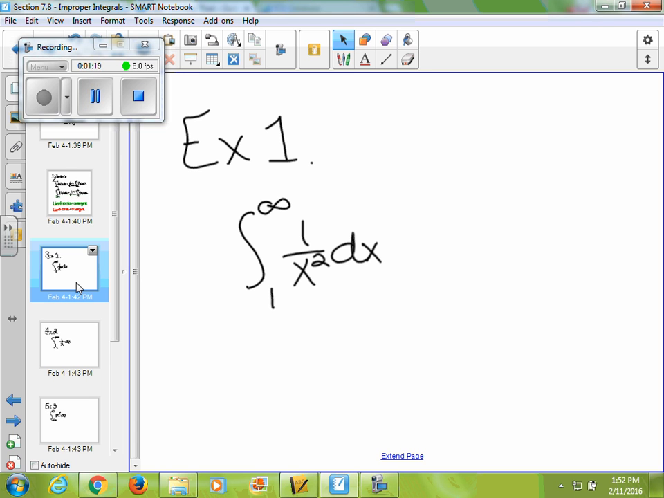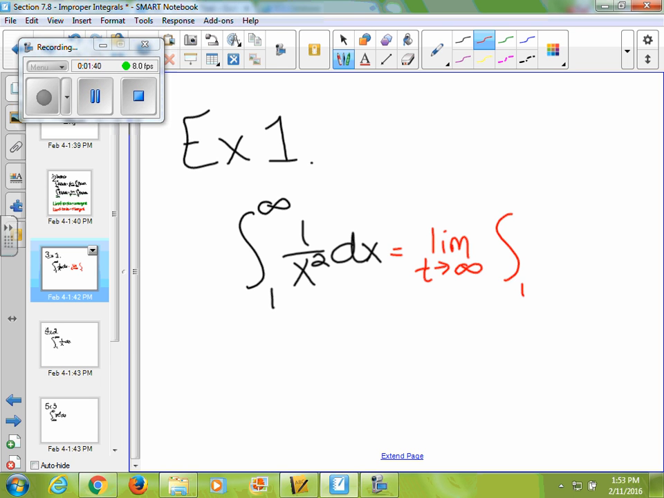Alright, so let's start with example 1. I'm going to integrate from 1 to infinity 1 over x squared dx. First thing I'm going to do is rewrite this as the limit as t approaches infinity of the integral from 1 to t, and I'm going to rewrite 1 over x squared as x to the negative 2 dx.